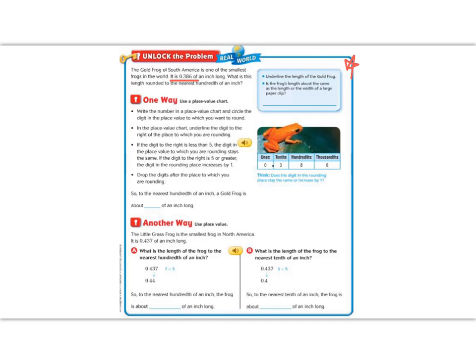The second line says, is the frog's length about the same length or width of a paperclip? Well, we know that paperclips come in different lengths, but the width of a paperclip is about the same. And this told us that it's about a third of an inch, because if we look at that 3 in the tenths place, about a third of an inch. So we're going to say it's about the width of a paperclip.